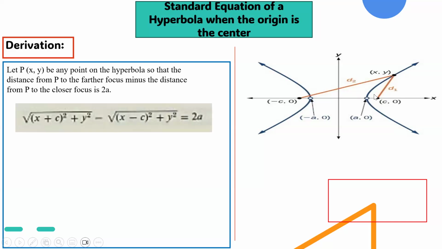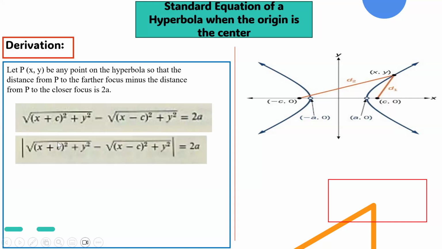So we can represent that using the distance formula. So we can say that the root of (x + c)² + y² minus the root of (x - c)² + y² is equal to 2a. Now, we're taking the absolute value here of the difference because we need a positive constant, not just any constant.